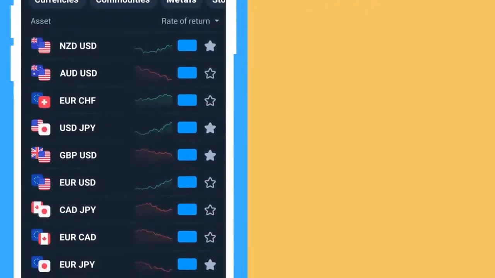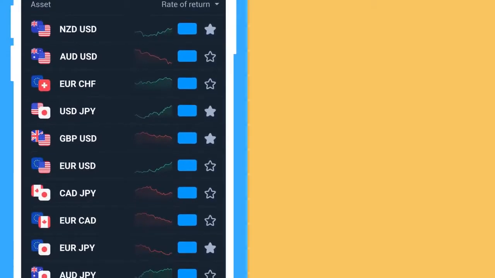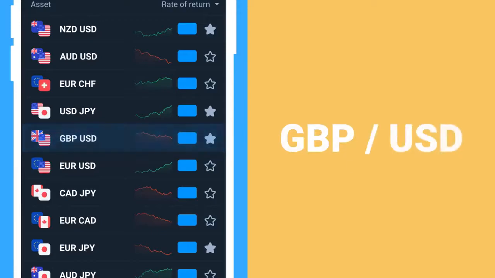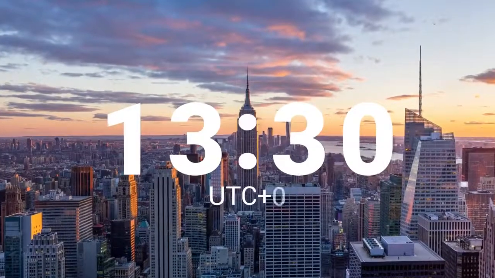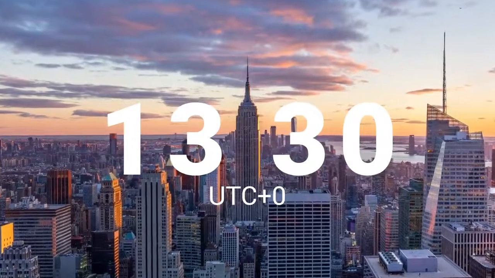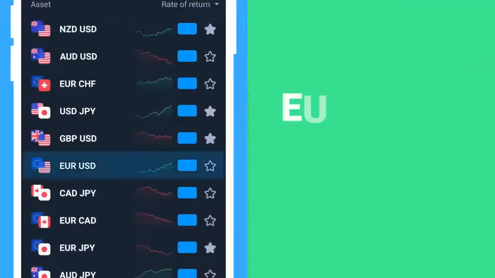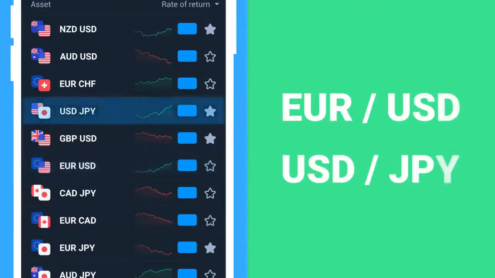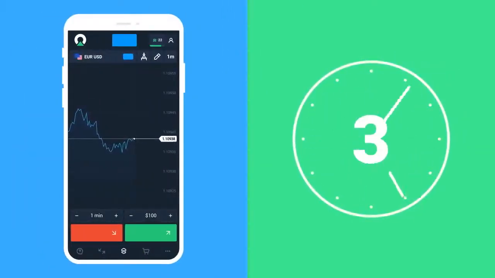Particular attention should be paid to currency pairs with the euro, Swiss franc, and British pound. For example, GBP USD. At 1:30 p.m. UTC plus 0, the American Stock Exchange opens its doors and trading of large company stocks come alive. Euro US dollar, USD JPY, and other US dollar currency pairs are also actively trading. Please note that the most active trading is usually done in the first 3 hours of the trading session, so we advise trading during this time.